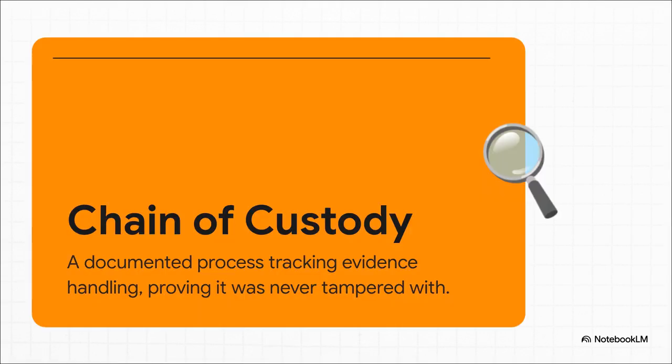But wait a minute. How do you actually prove that your copy is a perfect replica and that neither the original nor the copy has been messed with? Well, that's where something called the chain of custody comes in. The best way to think about it is like an unbreakable logbook that tracks the evidence every single step of the way, from the moment it's seized to the moment it's presented in court.